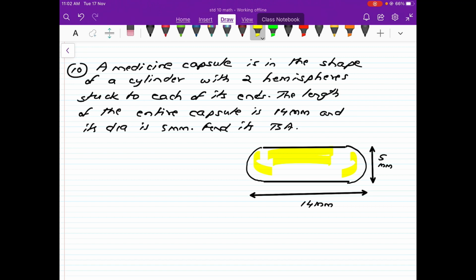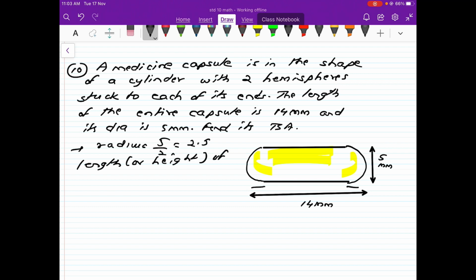The length of the entire capsule is 14 millimeters, but from that what we have to subtract? From that we'll have to subtract 2.5 to get the height of the cylinder. So we will say radius will be diameter upon 2. So this is 2.5 millimeters. Then we are having the length, or we can say height of the cylinder.